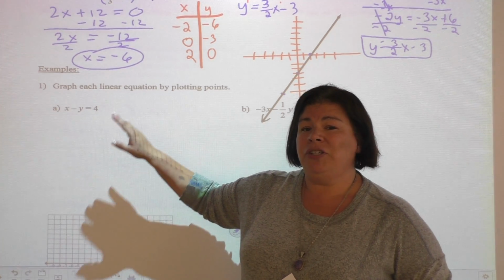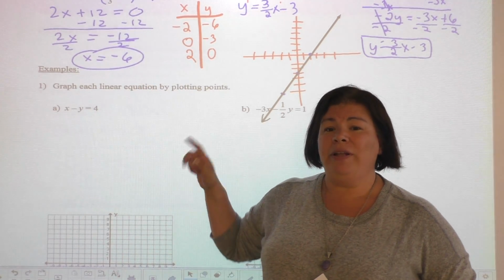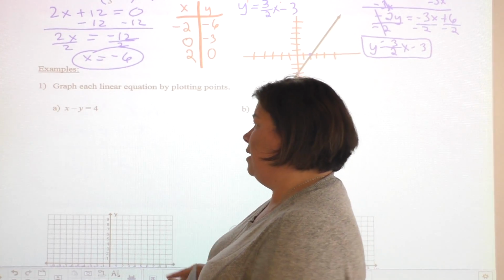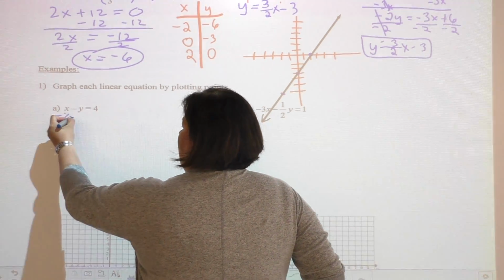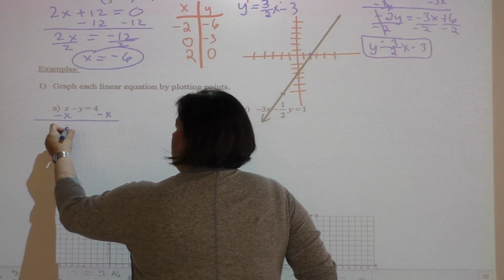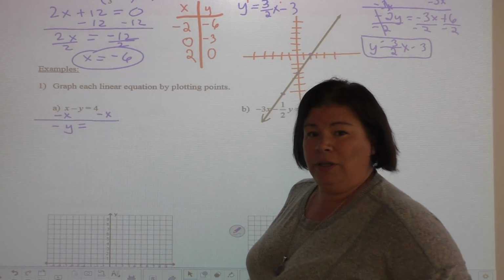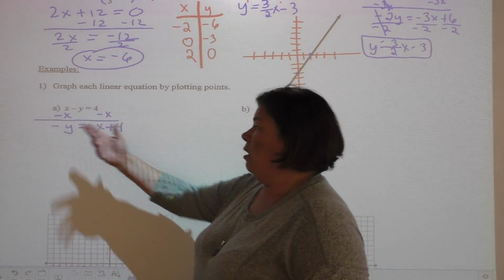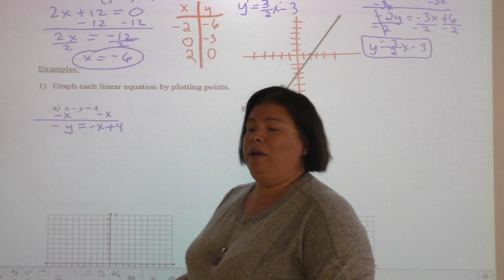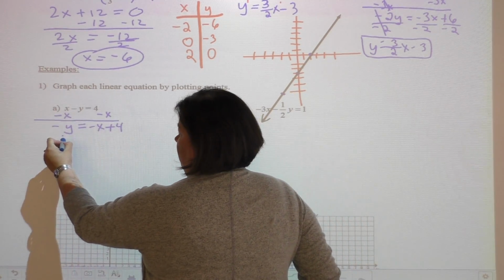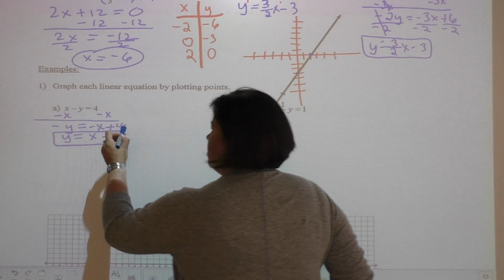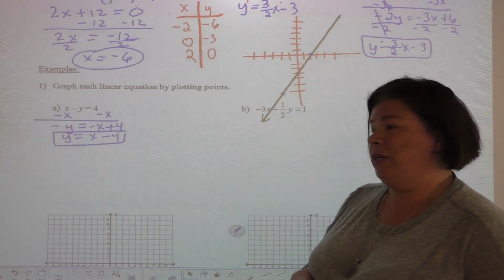You can do that eventually, but for this method, they want you to plot points, and you'll see in the next couple examples that we're going to use our intercepts for that. So right now, I'm going to go ahead and solve for y. So I have negative y equals negative x plus 4. And all we have to do here is divide by negative 1 to each term, and when you divide by negative 1, it switches the sign of all of those terms. So we have y equals x minus 4.